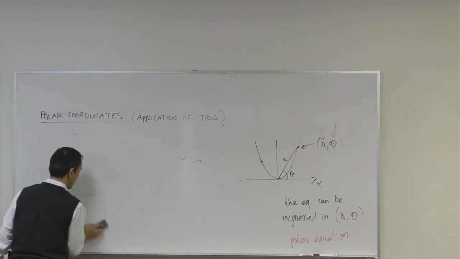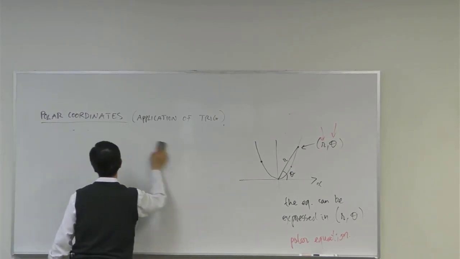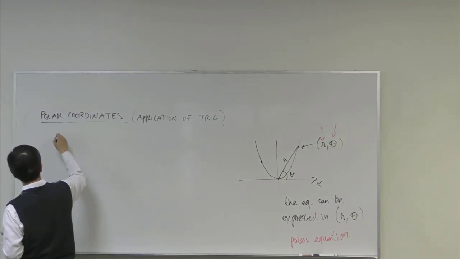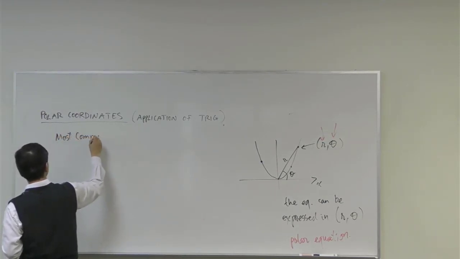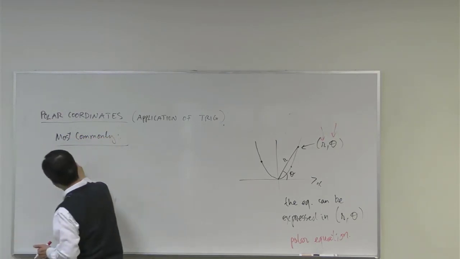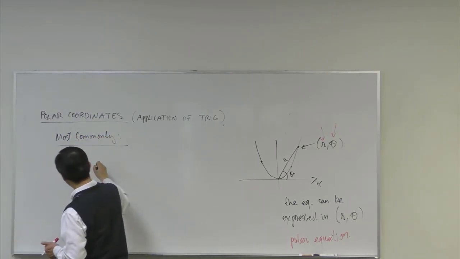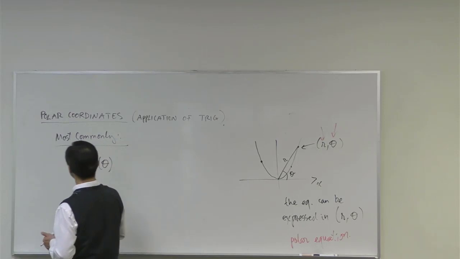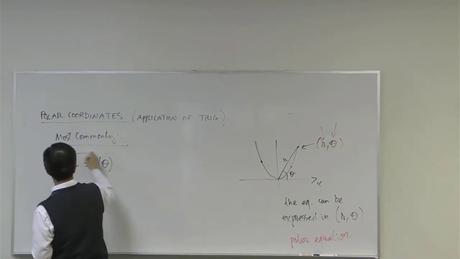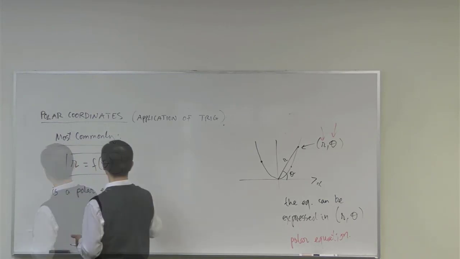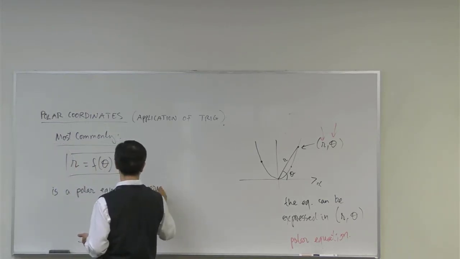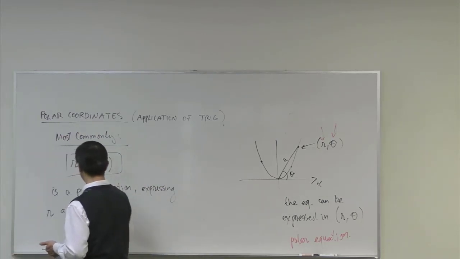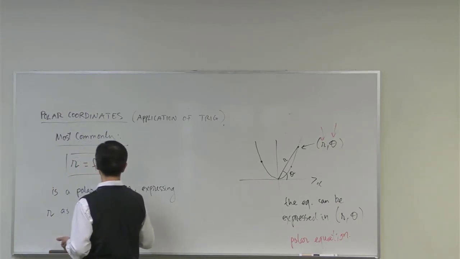Before we get into some actual examples here, I just want to mention a couple of other things. Most commonly, we want to express r, the radius variable, as a function of theta. So most commonly, the equation expresses r, the variable r, as a function of the theta variable.